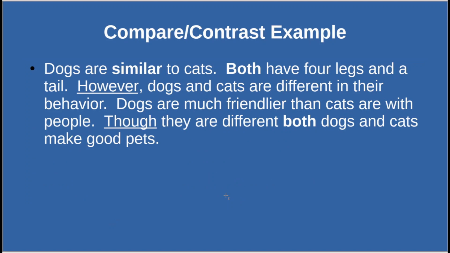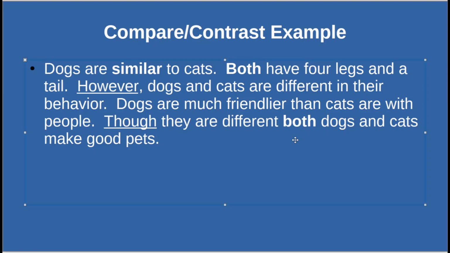Now, the bold is when we're talking about comparison, and the underline is when we're talking about contrast here. So dogs are similar to cats. That means they're about the same. Both, that means they're a similarity again, have 4 legs and a tail. However, this is contrasting. Dogs and cats are different in their behavior. Dogs are much friendlier than cats are with people. So I could probably make this a comparison term right here. All right, in terms of dogs are friendlier.